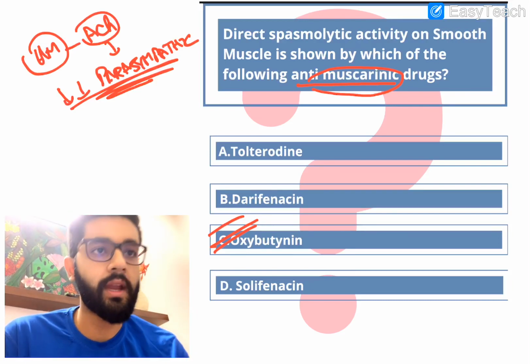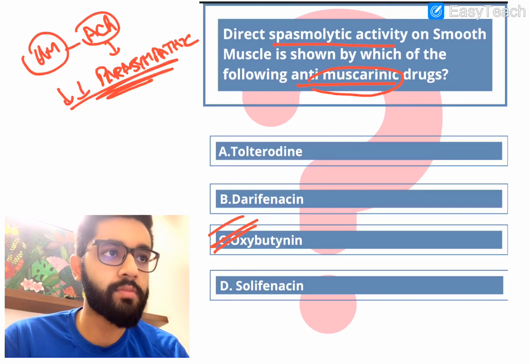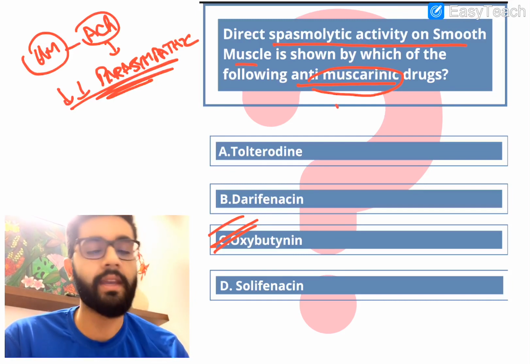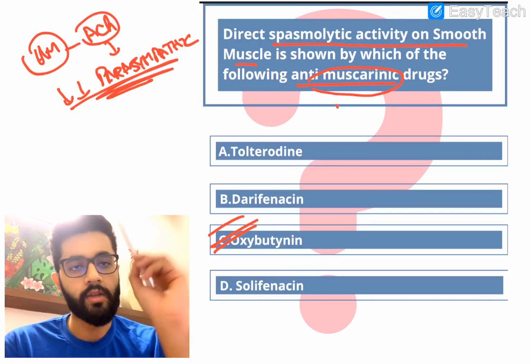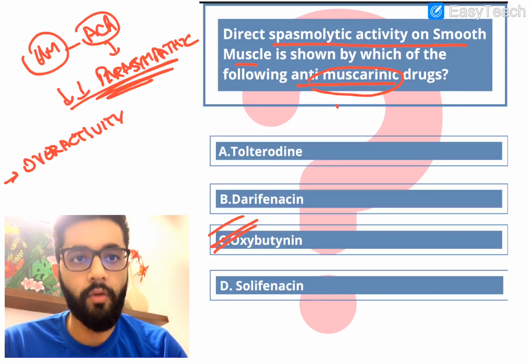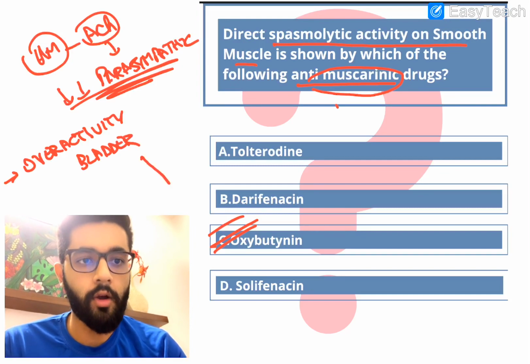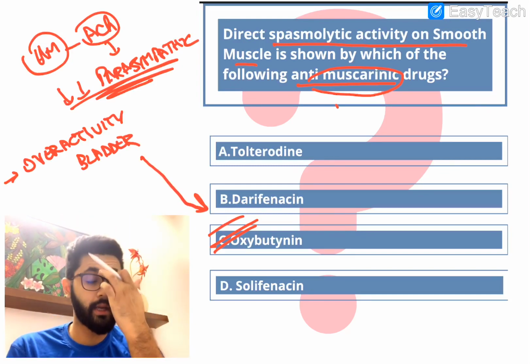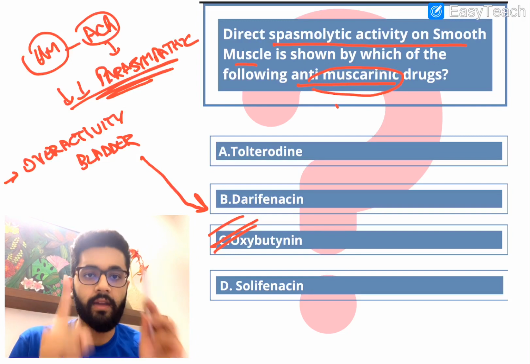So oxybutynin has direct spasmolytic activity on smooth muscle, and it is an anti-muscarinic agent. So where is it best used? And this is also a question which I have read. Overactivity of bladder. Whenever you have overactivity of bladder, the drug of choice is oxybutynin. So the main indication for oxybutynin is overactive bladder.